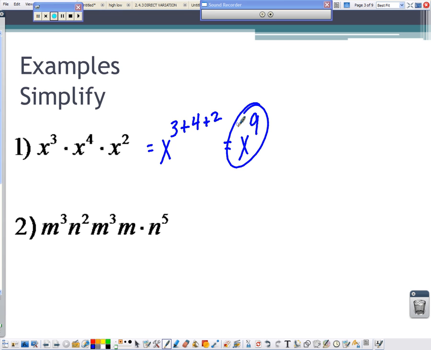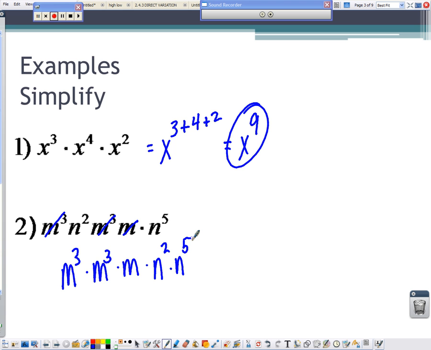Down at the bottom, all I can do is I can only put together the items that have the exact same base. So I have an m to the third times another m to the third times an m, okay? And then I'm going to put together my n squared times n to the fifth, okay? So all I did was rearrange those. Remember, by the commutative property, I can rearrange items as being multiplied.